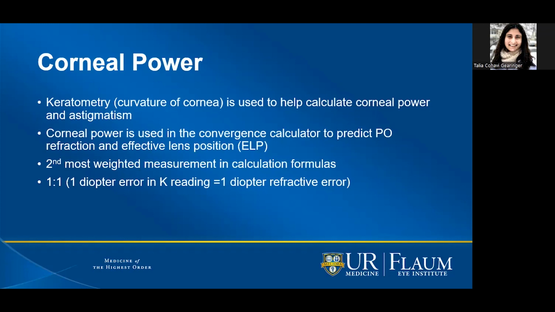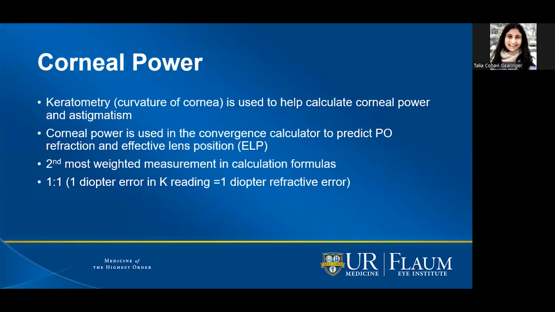It's the second most weighted measurement in the calculation formula. So like I said, axial length is the first, corneal power is the second, and this one has a 1-to-1 ratio. So like the axial length was a 1-to-3, corneal power is 1-to-1. So 1 diopter error in your readings is going to give you a 1 diopter refractive error post-operatively.